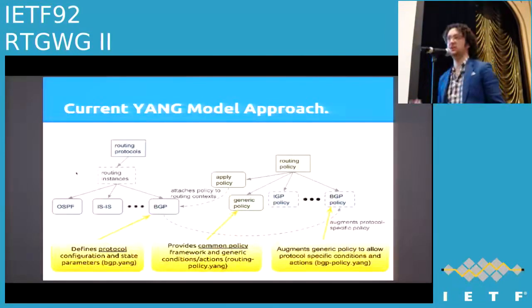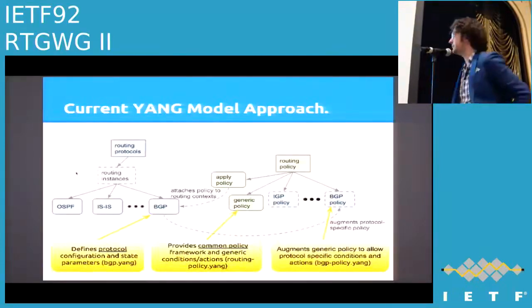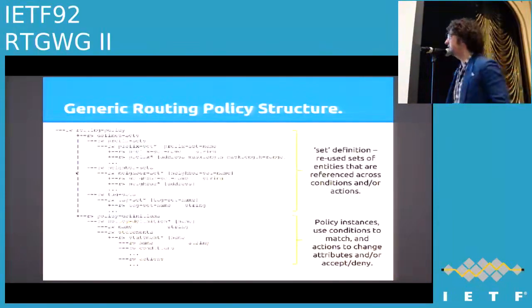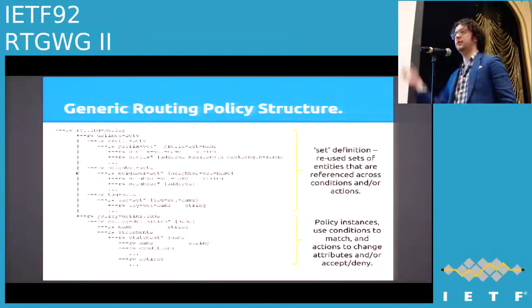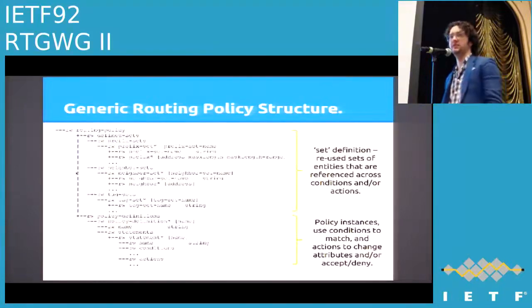Next slide, please. So this is utterly unreadable. I'm going to explain what that says on the left, and you can look at the slides online, which hopefully are a little bit more readable. Essentially, you have a set of common elements that you define, things like prefix sets or neighbor sets, and then you have instances of policy that are able to reference those generic sets. And those sets can be used either as a match condition or within an action to say apply this set of communities or this other element that's generic across all of them.